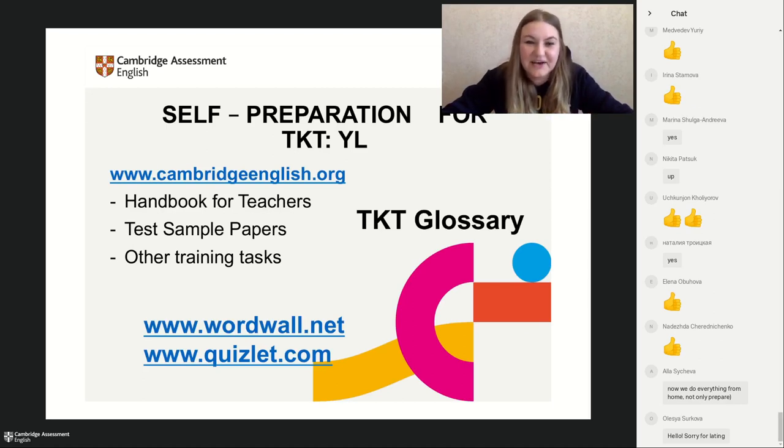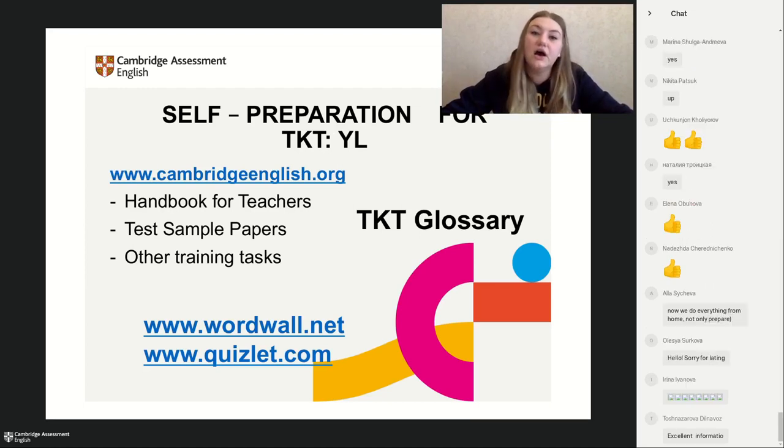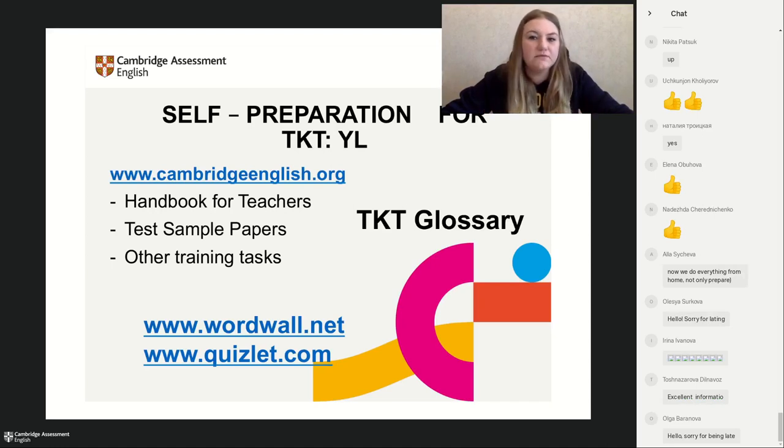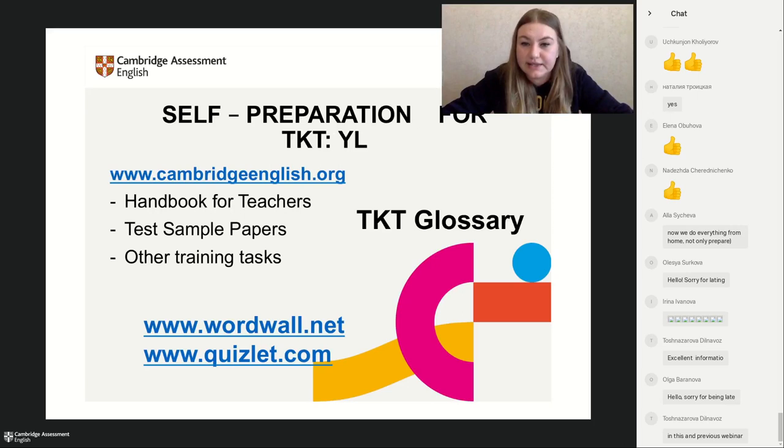What I strongly recommend before you start preparing for the TKT YL course, of course, is to study the handbook for teachers. That's the wonderful thing that gives the summary of most of the books for teachers, how to teach young learners and so on, because they suggest some information about children, why they need to learn English and how we can help them. And of course, it gives the full picture of all the components of the TKT YL test. This is the first thing you have to read before you start doing some practice tasks. And of course, to refresh your knowledge of teaching, you can use the TKT Glossary. That's the wonderful thing, with lots of definitions, which are also useful for the TKT YL test.